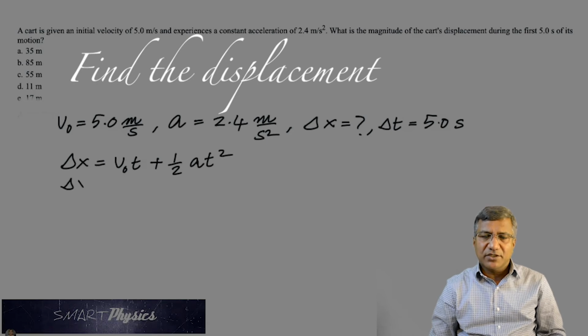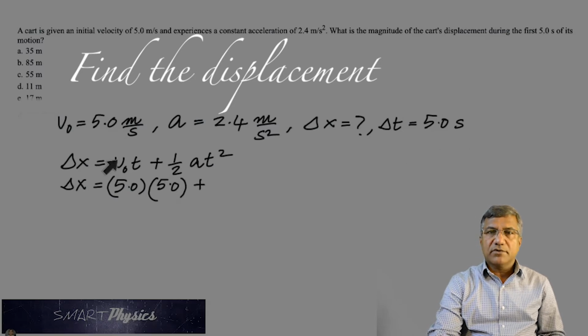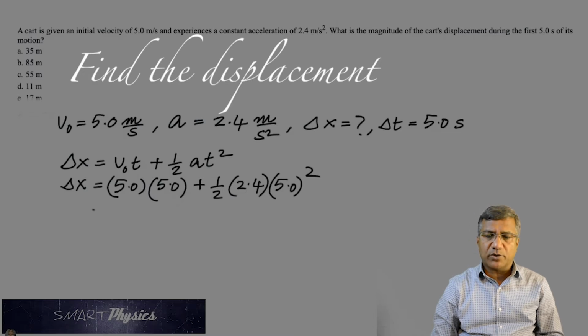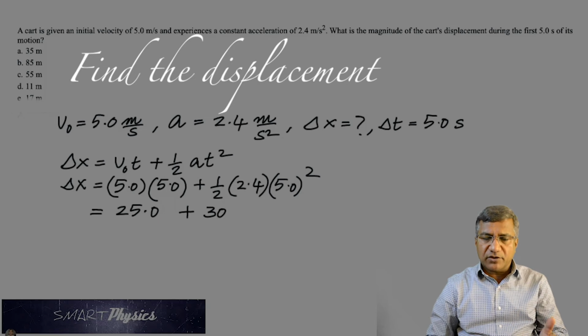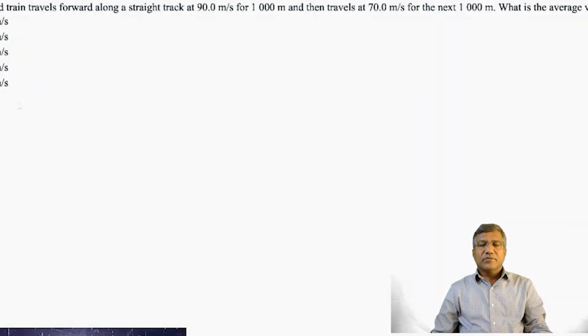Now, delta x is 5 times 5 because time is 5. Initial velocity is also 5. 5 times 5 plus 1/2 times 2.4 times 5 squared. 5 times 5 is 25. And then this quantity happens to be 30. When you add them, you get 55 meter.